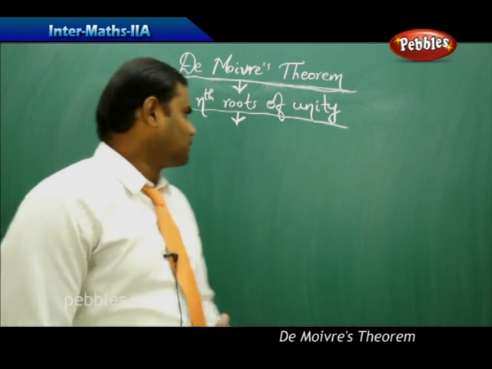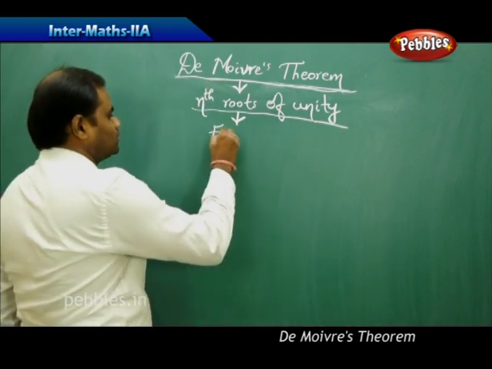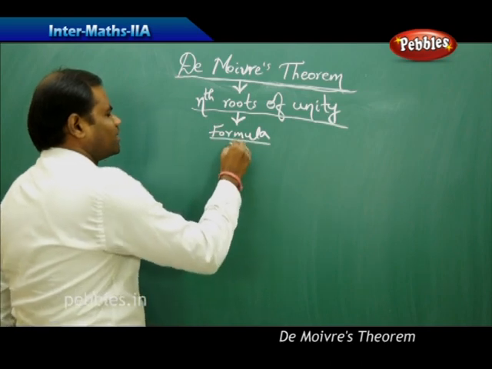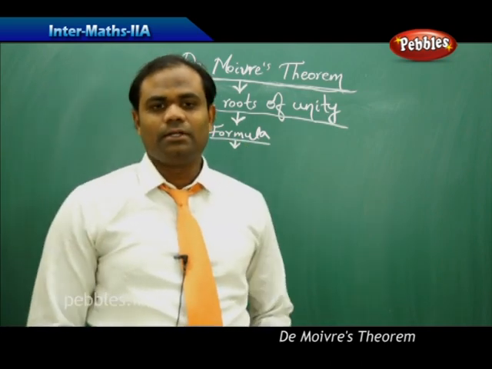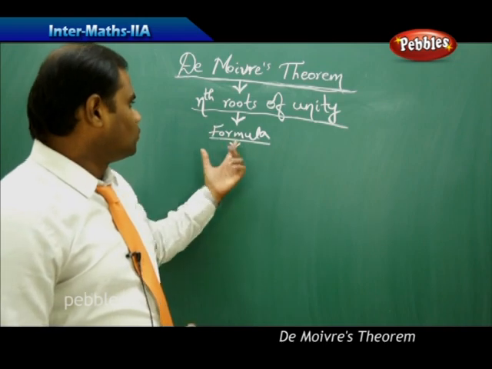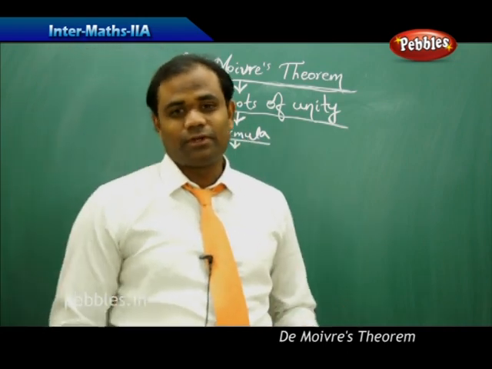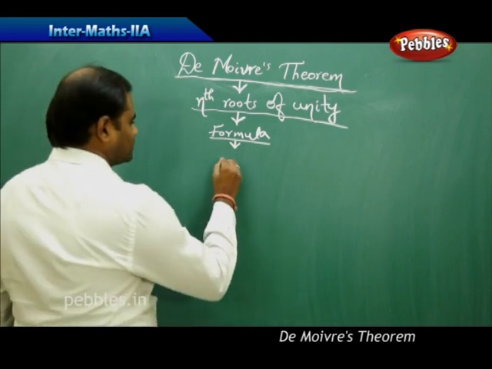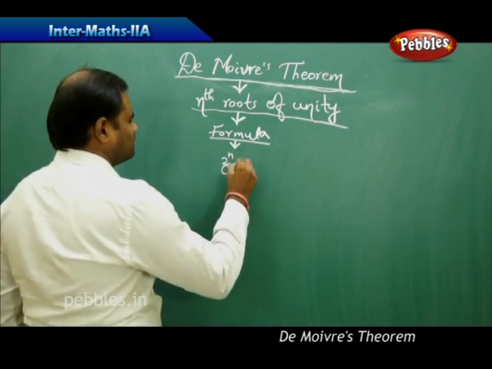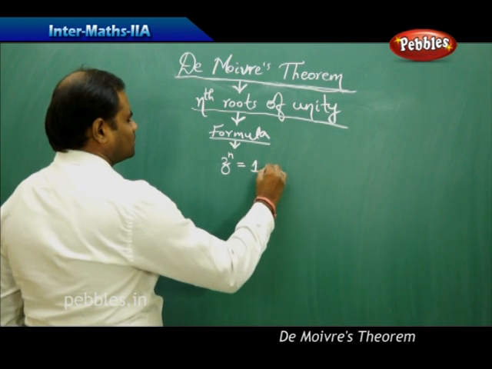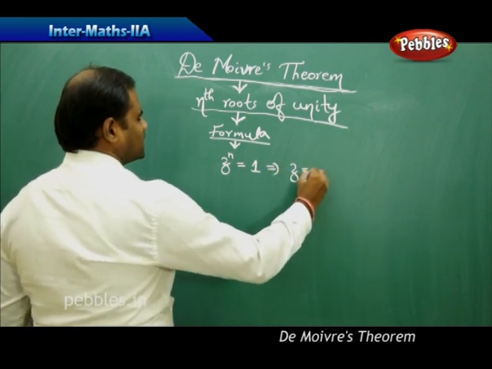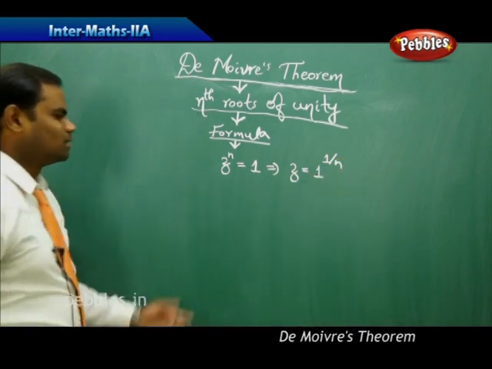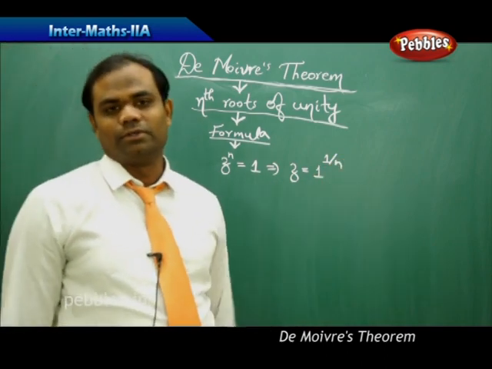Now let's derive the formula for nth roots of unity. Now that we have discussed nth roots of a complex number, let's define the formula for nth roots of unity. So in this case, if I take z power n equal to 1, that implies the complex number z written in the form 1 power 1 by n is called nth roots of unity.